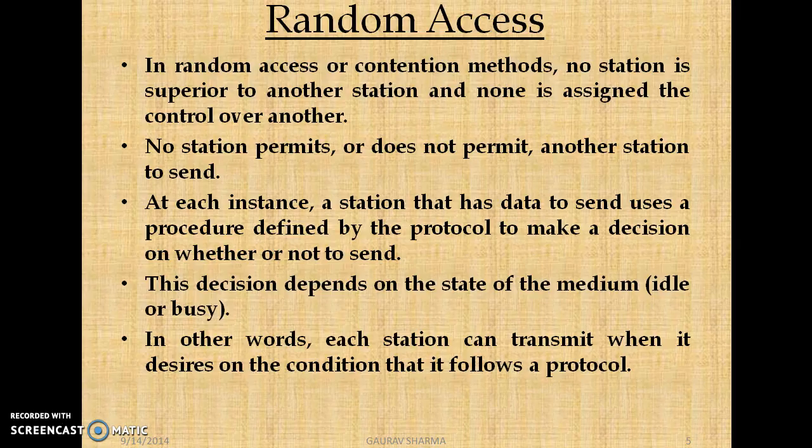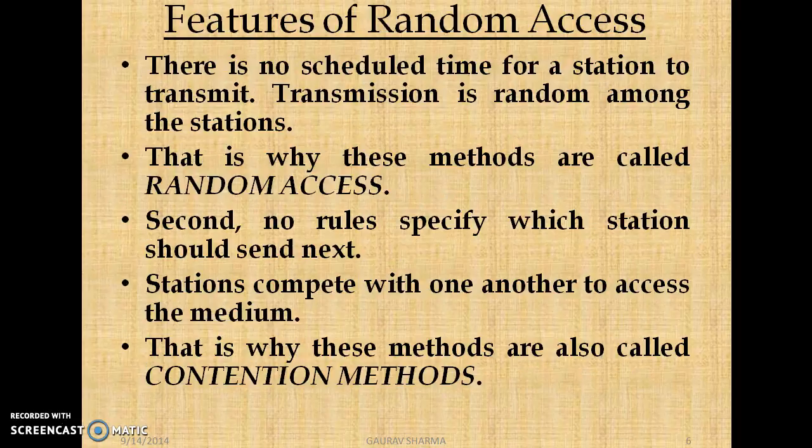The random access protocols are also called contention methods. Contention means the fight between two stations who want to access the channel. So, in random access or contention methods, no station is superior to another and none is assigned to control another. No station permits or does not permit another station to send. At each instance, a station that has data to send uses a procedure defined by the protocol to make a decision whether or not to send.